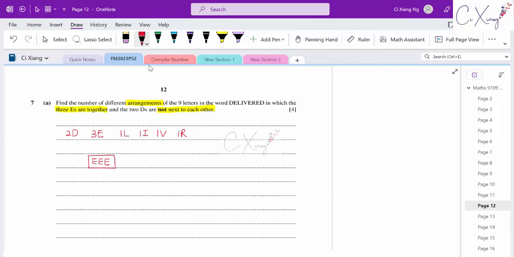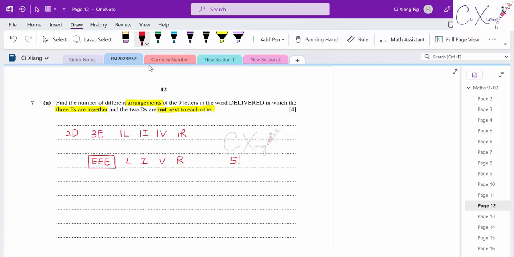Then when we are having the restriction where the D's must be separated or not next to each other, usually for this kind of question, we arrange those letters last. That means for now, I'm not going to include the D's in the arrangement first. So I want to arrange the 3 E's, treated as one unit, then the letters L, I, V, R. First step, I try to arrange the 5 letters here first: 1, 2, 3, 4, 5. To arrange the 5 letters here, I'm having 5 factorial.